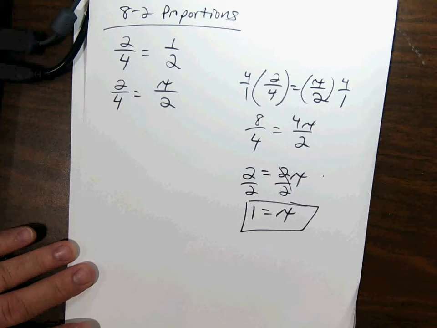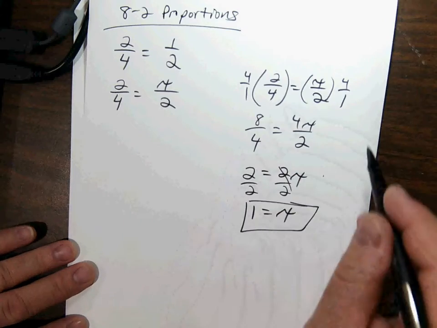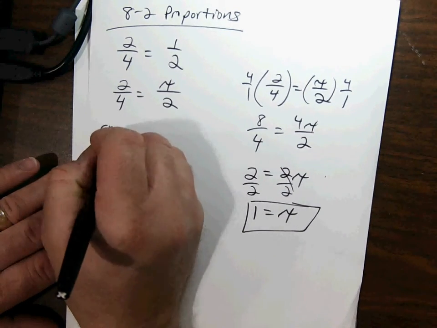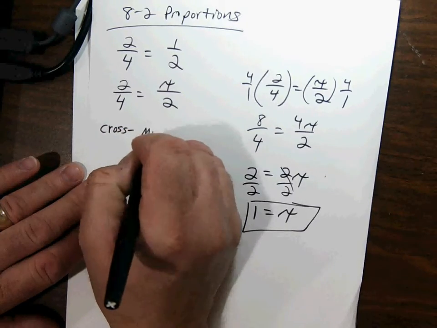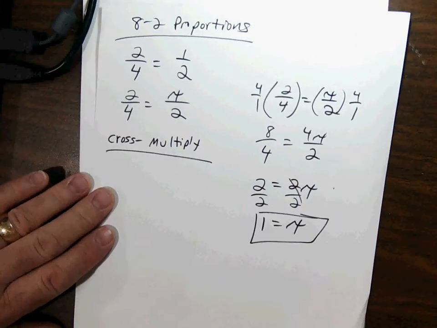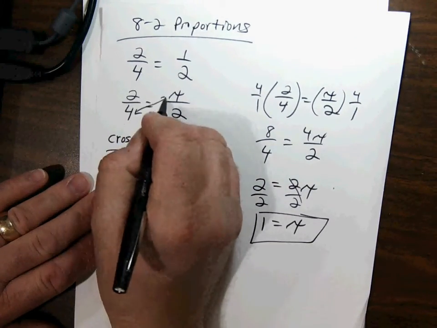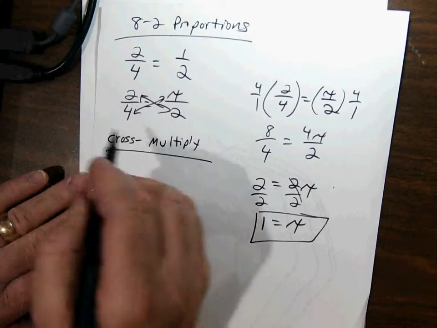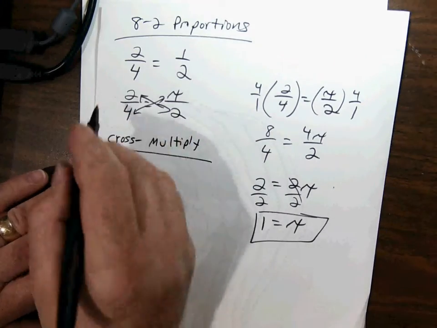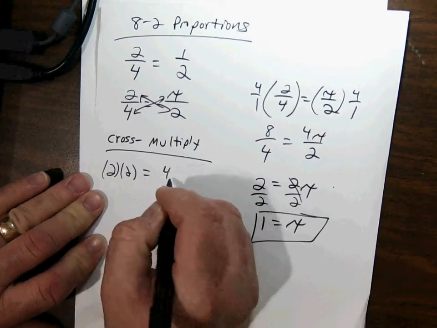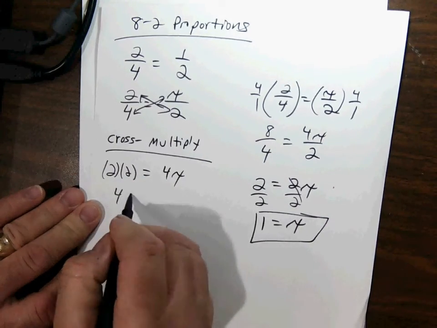Okay? There's a slicker, more direct way to do what we just did. We're just not explicitly showing it, and that's called cross multiply. Okay? Cross multiply. Take these two and multiply them together, and take those two and multiply them together. Okay? It doesn't matter which I put on the left and which I put on the right. So 2 times 2 equals 4 times x.